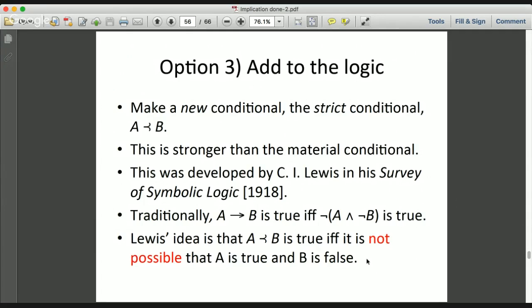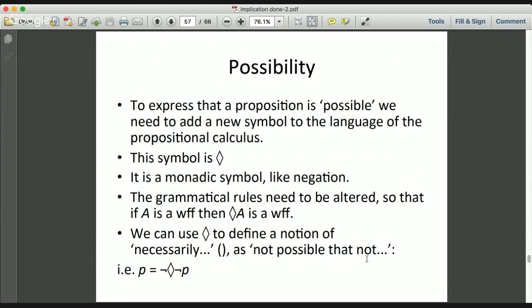Now, you can't really capture this notion in the propositional logic that we've had so far. We're reaching beyond the resources that we had when we're talking about "not possible". This is why we have to add to the logic and change it in some way. So what we do is extend propositional logic, technically speaking. To say that a proposition is possible, we add a new symbol, the diamond symbol. It's a monadic symbol like negation. So we're adding a new grammatical rule, which says that if A is a formula, then diamond A is a formula. So if A, then possibly A is a formula.